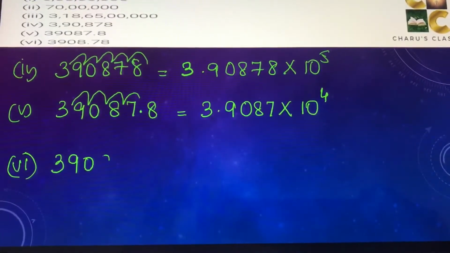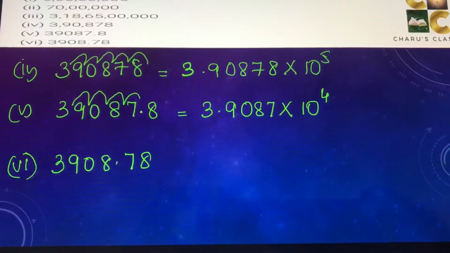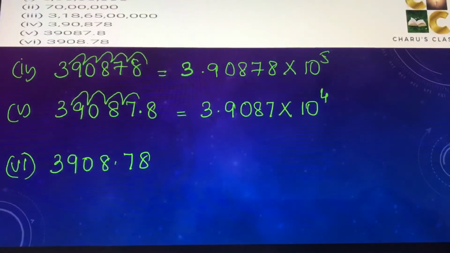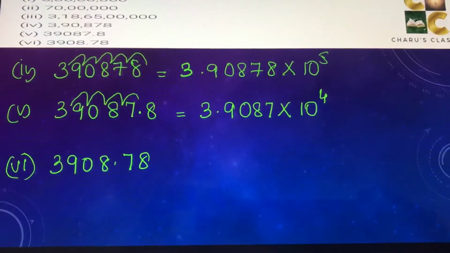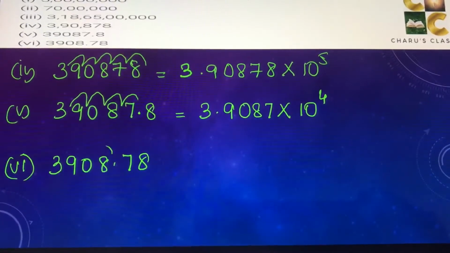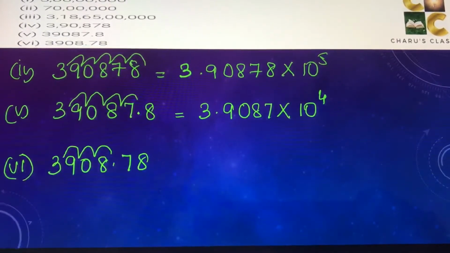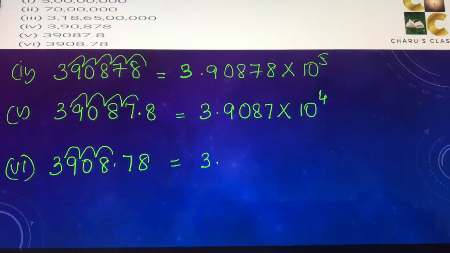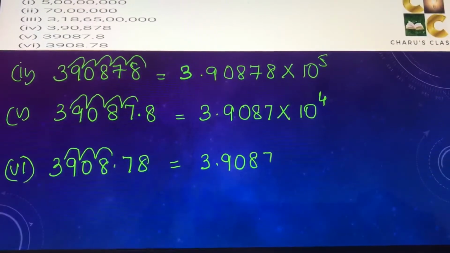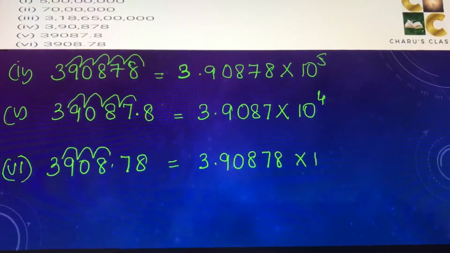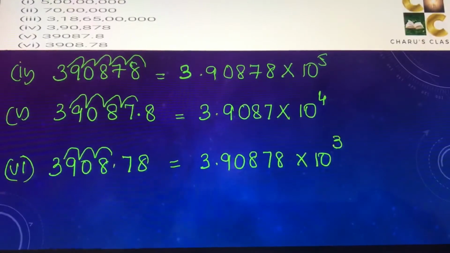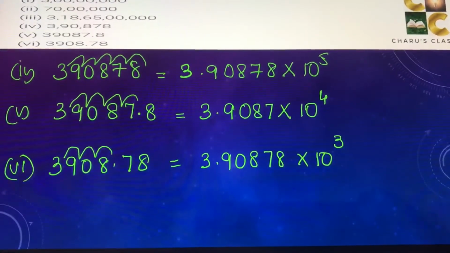Sixth part, 3908.78. First non-zero number is 3. So to write it in standard form, we have to shift 1 2 3. So 3.90878 into 10 to the power 3.